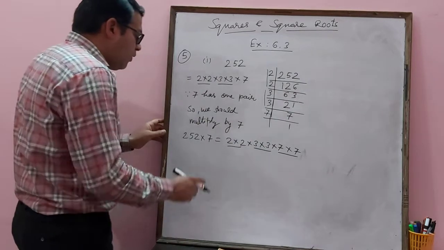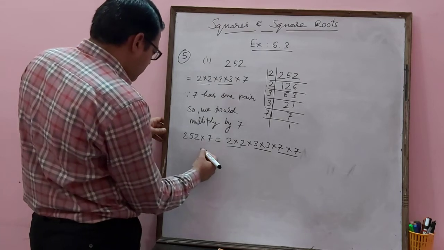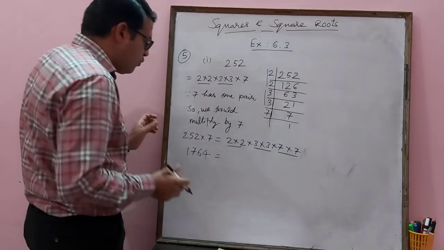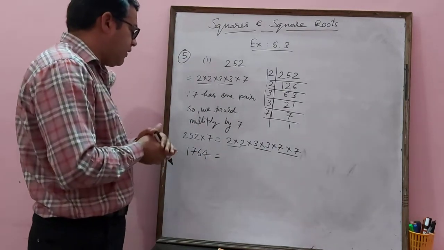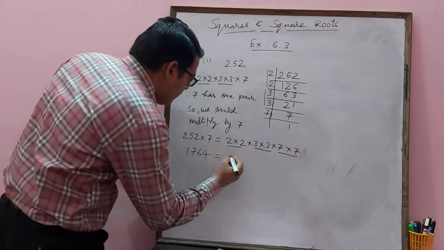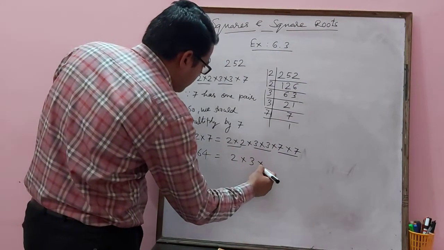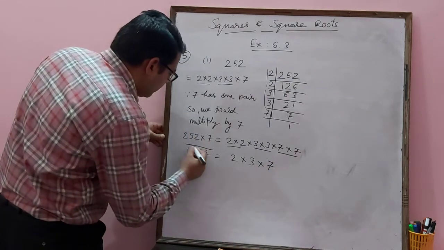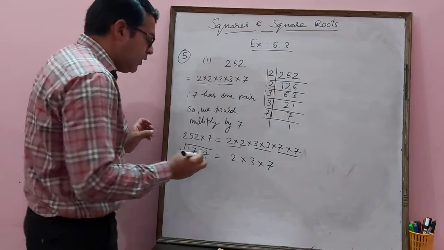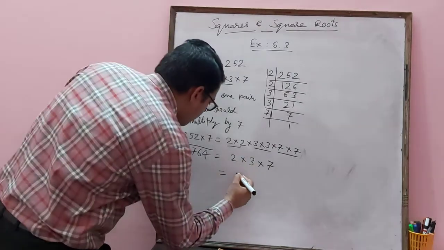Right? So when we multiply this one, what do we have here? If you multiply 252 by 7, we have 1764. Right? So here pairs we can take. So 2 into 3 into 7 we can take. And now this is our perfect square number, 1764. So what is the square root now? The square root is 2 3s are 6, 6 7s are 42.